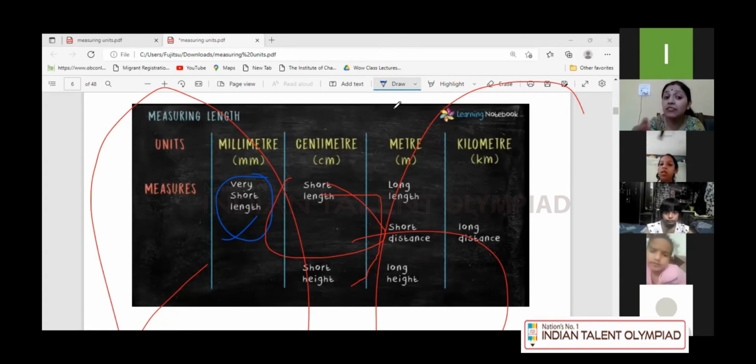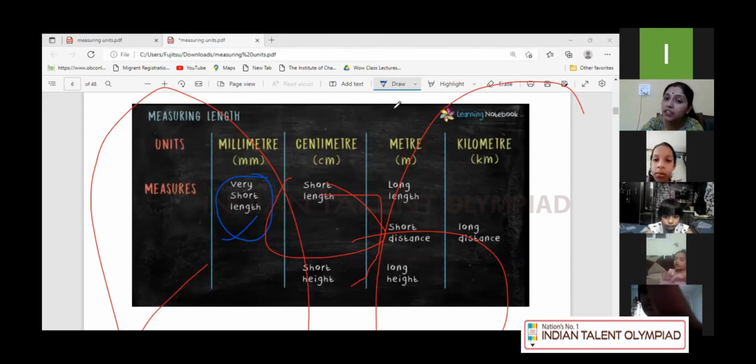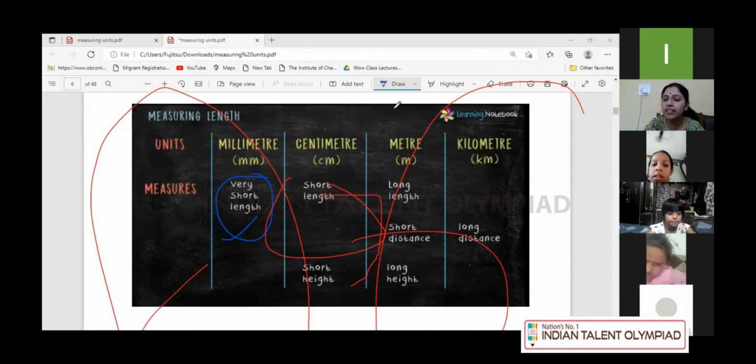After that, we have to convert meter into centimeter, centimeter into millimeter, meter into kilometer. This is a big chapter, but today we will discuss only this much. I hope you all understand what I'm trying to tell you, right? Is it clear what millimeter, centimeter, meter, and kilometer are?